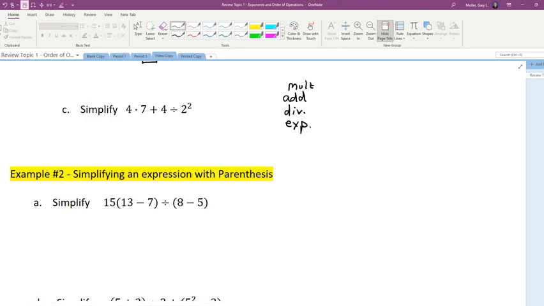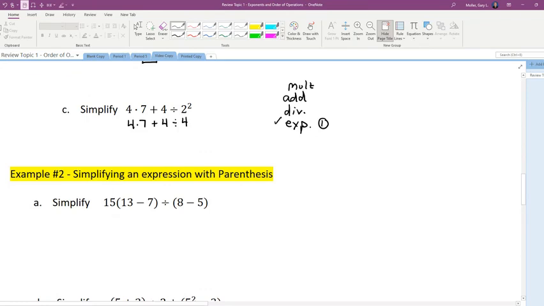All right, so order of operations, I'm going to do my exponent first. And so that's 2 squared. So I have 4 times 7 plus 4 divided by 2 squared, right? 2 squared, 2 times 2 is 4. So that's taken care of.